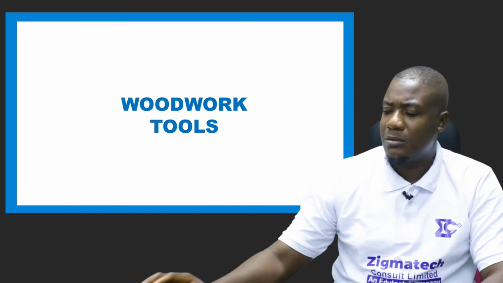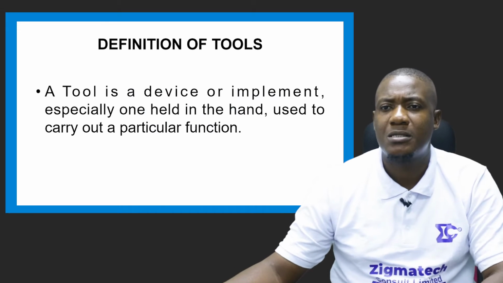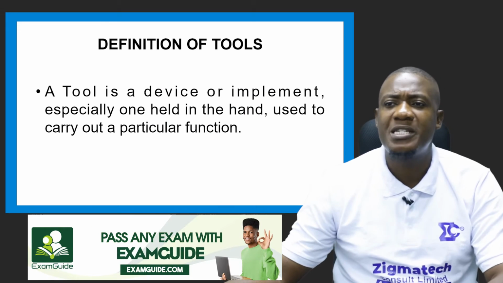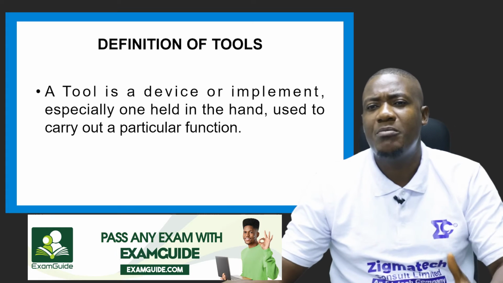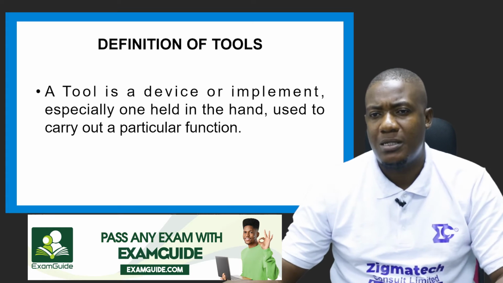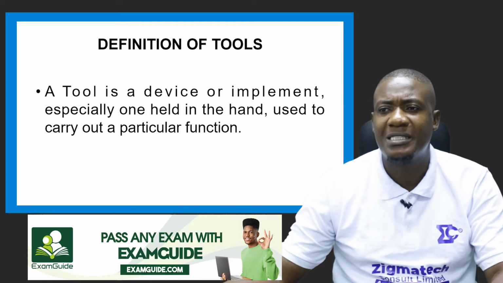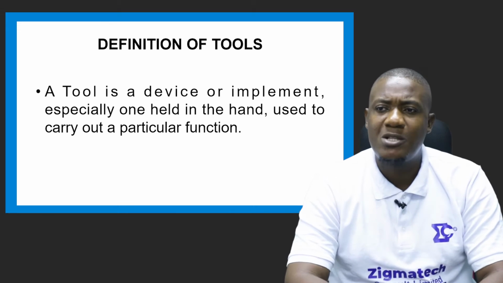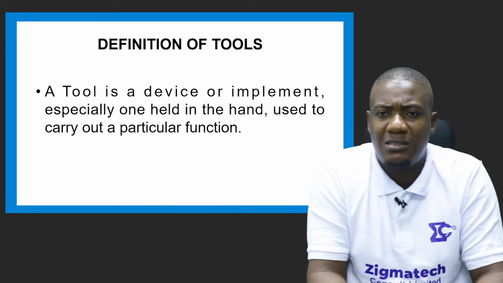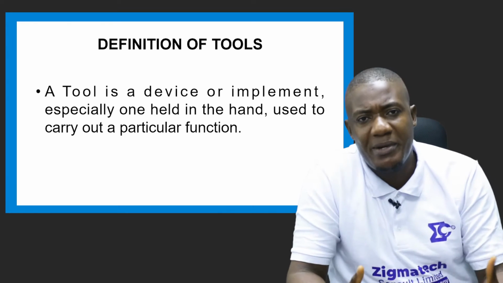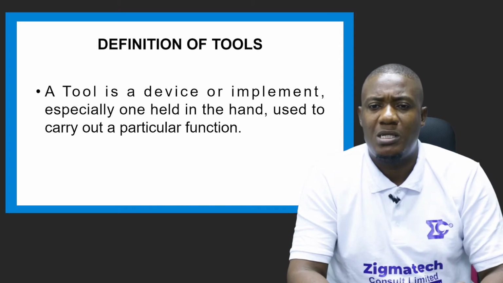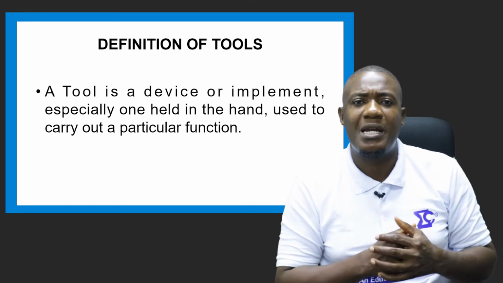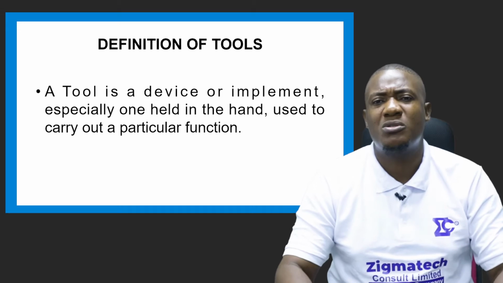Let's look at this. A tool is a device or implement, especially one held in the hand, used to carry out a particular function. A tool is a device. A tool is an implement. Usually the one that is held in the hand that is used to carry out a particular function.